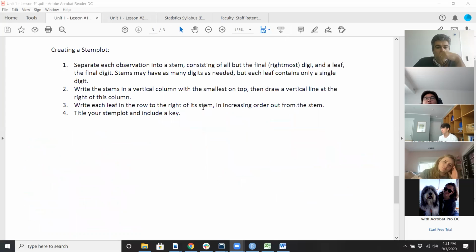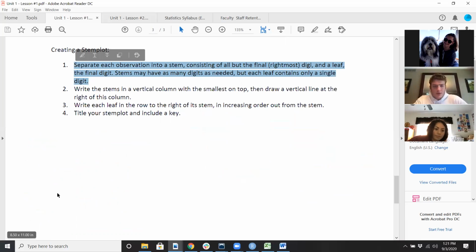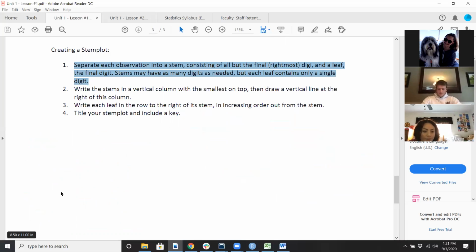Okay, so let's do a stem plot of weight. If we read the instructions here, this is a little confusing, but I'll have you guys help me with the reading. Mel, do you want to read number 1 here for me, please? Separate each observation into a stem consisting of all but the final, rightmost digit, and a leaf. The final digit. Stems may have as many digits as needed, but each leaf contains only a single digit.